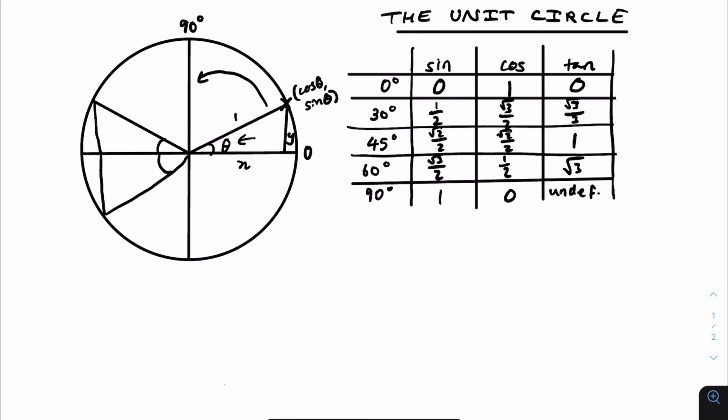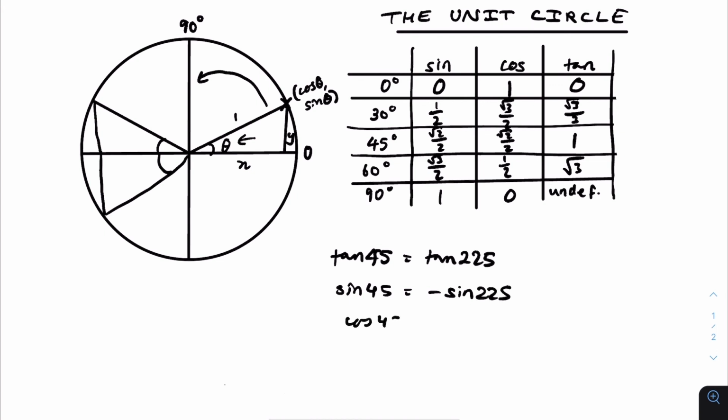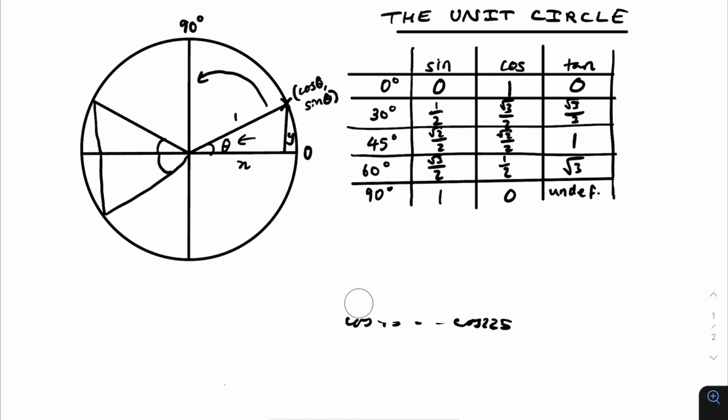So for example, tan of 45 is the same as tangent of 180 plus 45, which is 225. However, sine of 45 is the negative version of sine of 225. And cosine of 45 is the negative version of cosine of 225. So you have to be able to transfer these across quadrants. Now, of course, this part over here is also a thing that you have to be aware of.